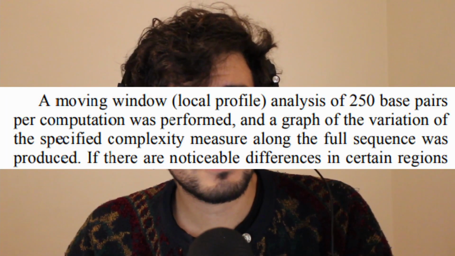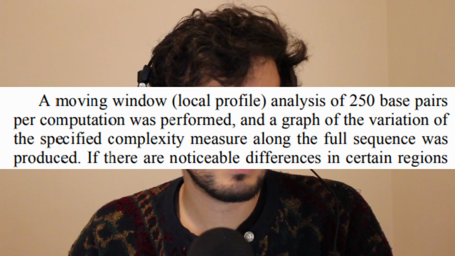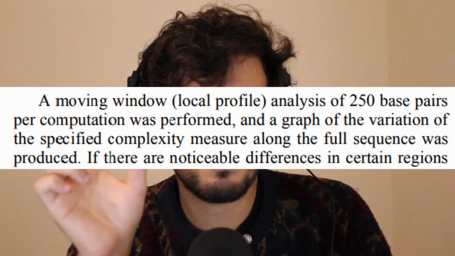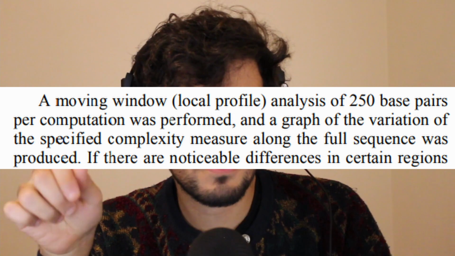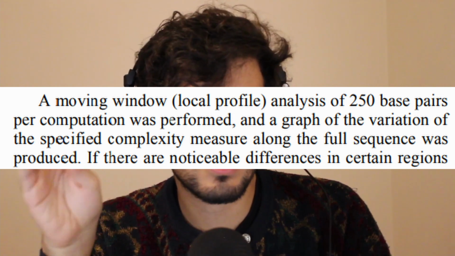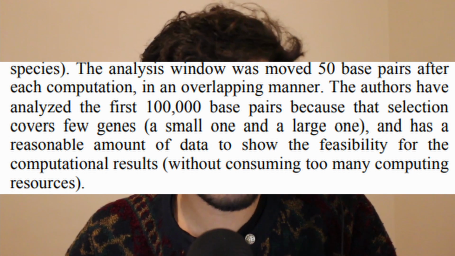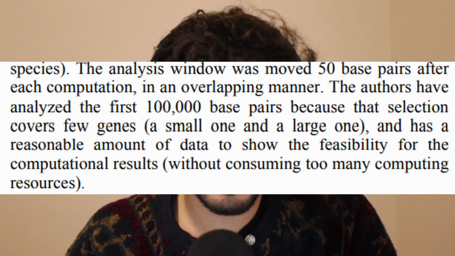A moving window, which they call local profile analysis, of 250 base pairs per computation was performed, and a graph of the variation of the specified complexity measure along the full sequence was produced. So to translate, they used a window of 250 nucleotides to calculate one metric of K complexity, or Shannon entropy, or statistical complexity. And then they say the analysis window was moved 50 base pairs after each computation in an overlapping manner.